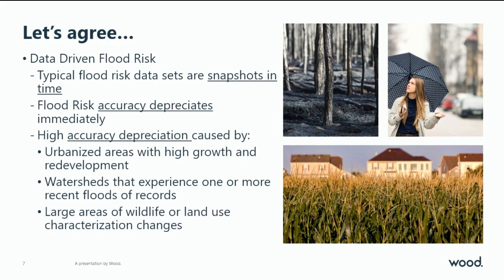Let's agree that we're going to have a data-driven flood risk process. But we need to remember that flood risks are just a snapshot in time. Once that snapshot is taken, the accuracy depreciates immediately. Some possible accuracy depreciation issues that will produce high depreciation would be urbanized areas with high growth and redevelopment, watersheds that experience one or more recent floods of record, and large areas of wildfire or other land use characterization changes.